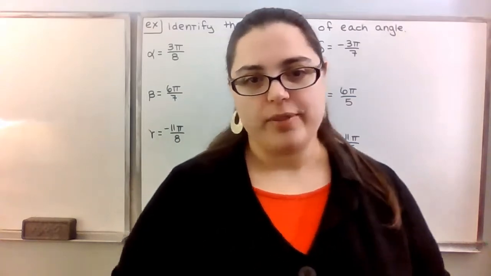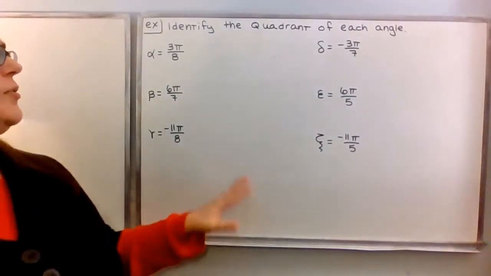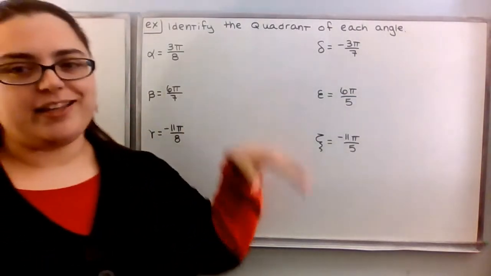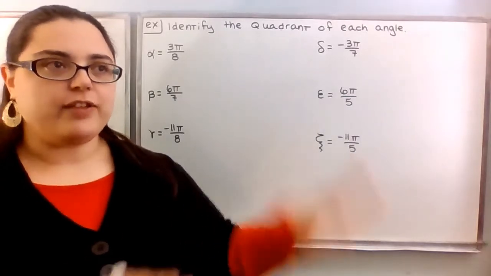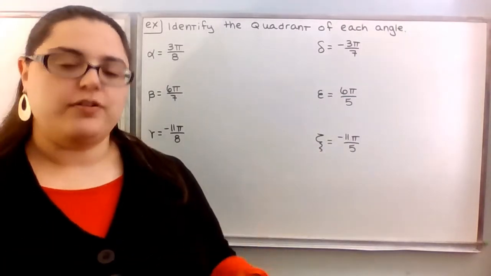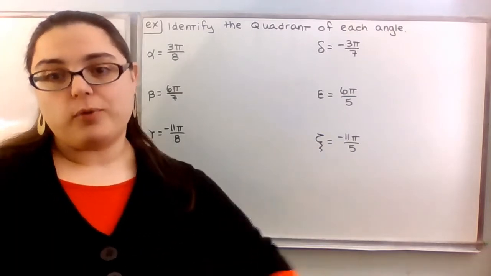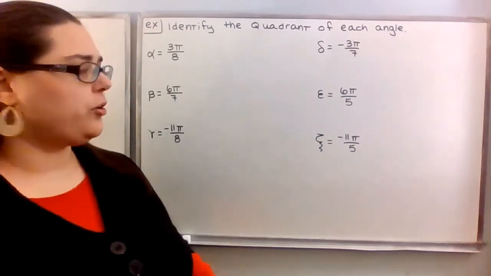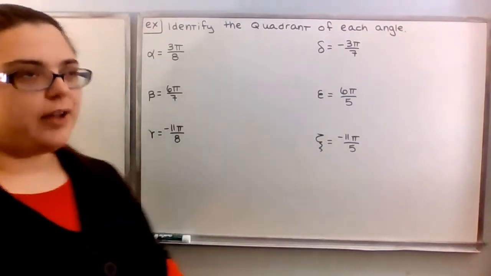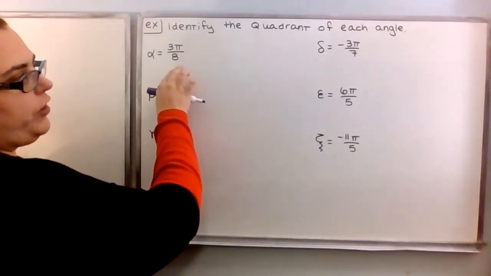So we're going to start out with an example, and I think I've got 6 angles here. So we want to identify the quadrant that each angle is going to land in. So we want to make sure that we can navigate around the unit circle well enough that we can find the quadrant of an angle, because that's going to inform whether a trig function is positive or negative. So here's how we can do that. So for this first angle, we have alpha is 3 pi over 8.